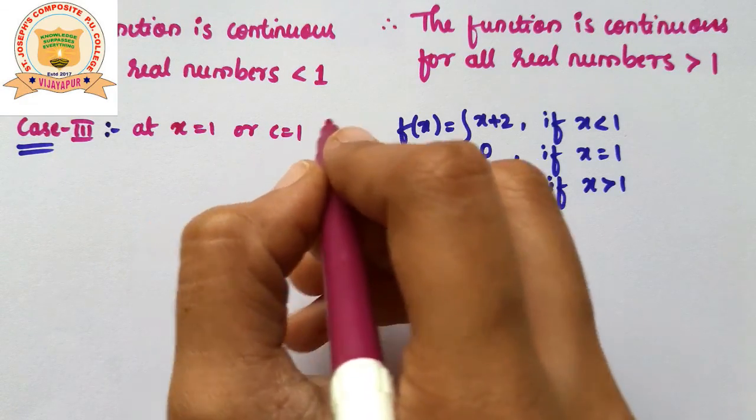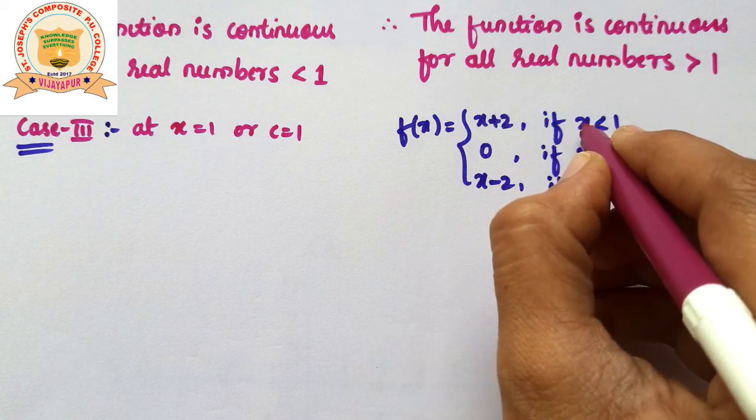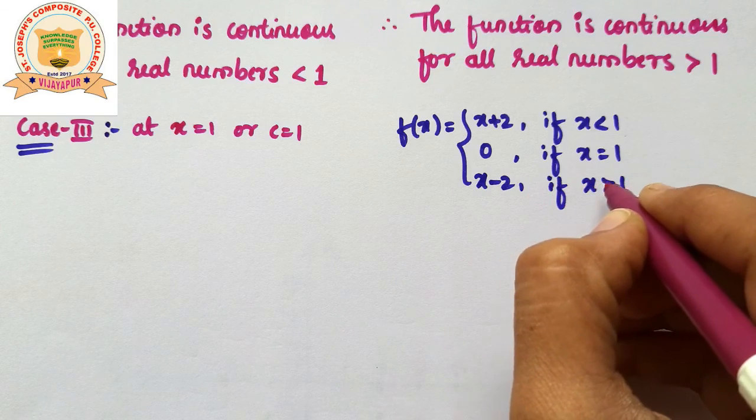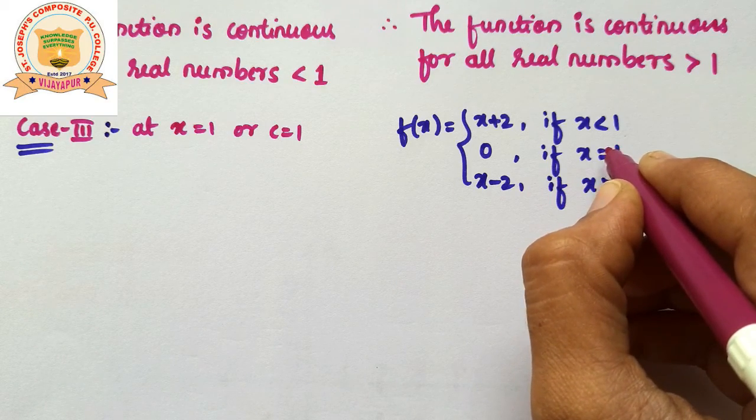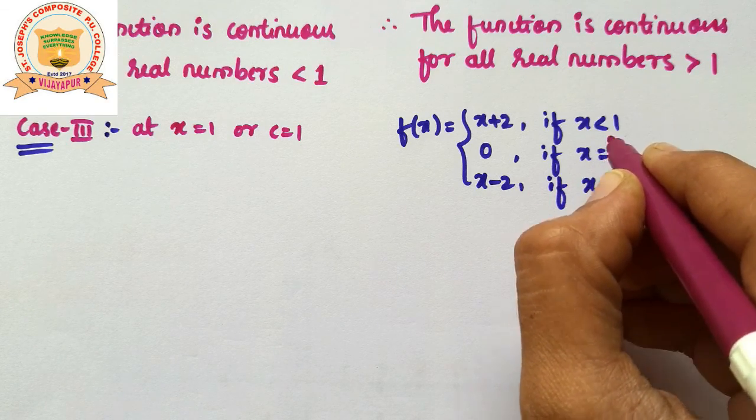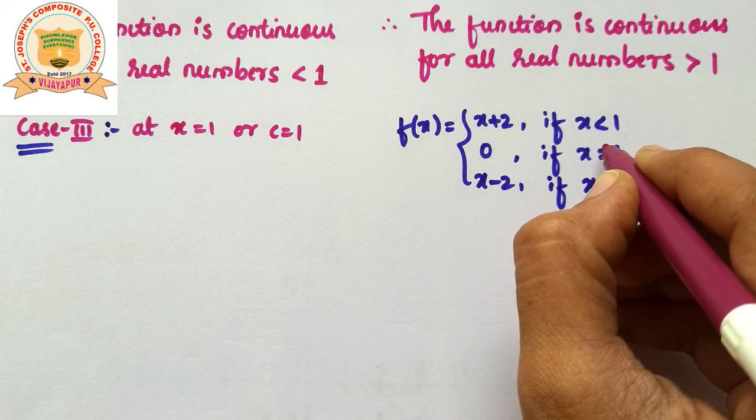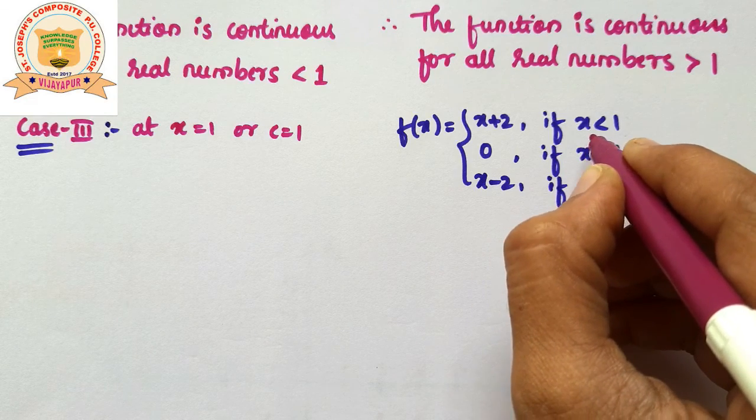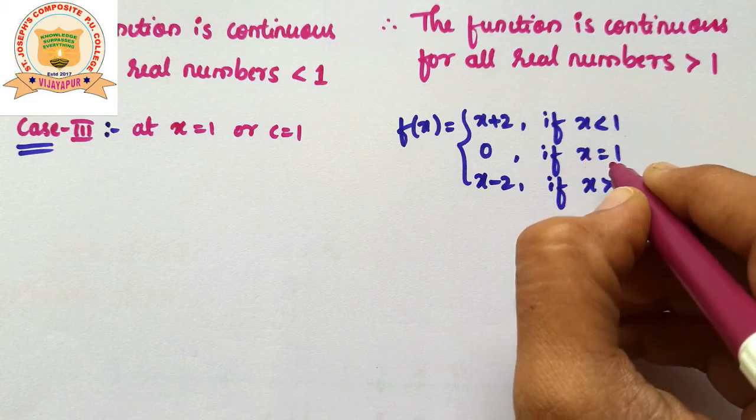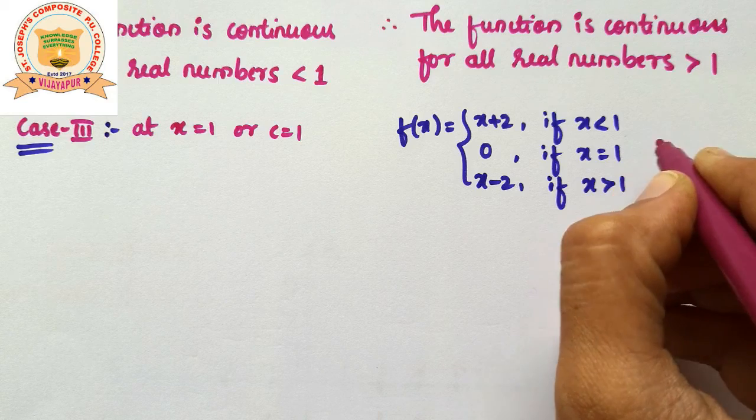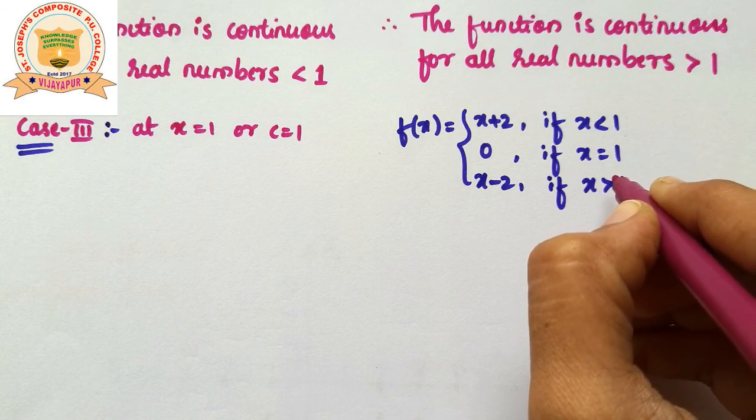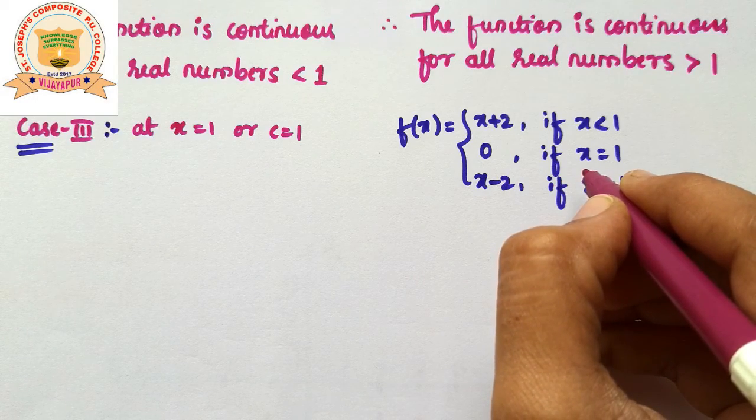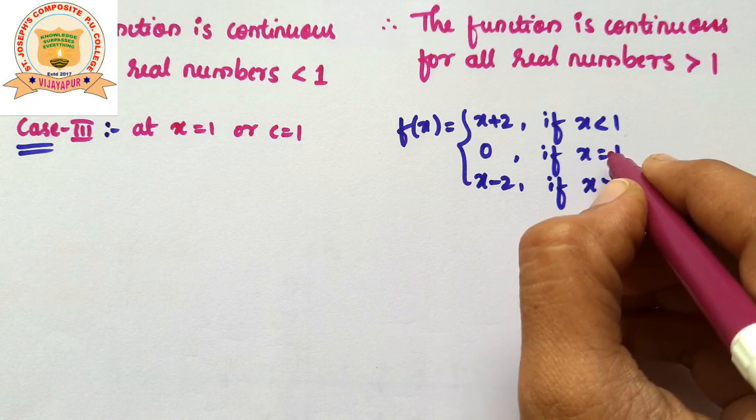Next we have case 3, that is at x is equal to 1, or you can say c is equal to 1. f of x is equal to x plus 2 if x is less than 1, 0 if x is equal to 1, x minus 2 if x is greater than 1. For x is equal to 1, very close to 1 from the left, the function value is different, and very close to 1 from the right side, nothing but greater than 1, the function value is different. So we have to find LHL and RHL for x is equal to 1.